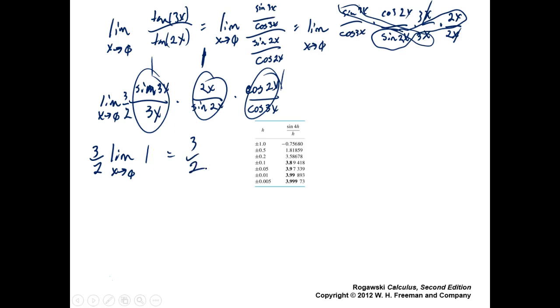Okay, let's see. Yeah, that's what they got too. Okay, and that's exactly how they approached it as well. Now, I don't see why they did x over x.